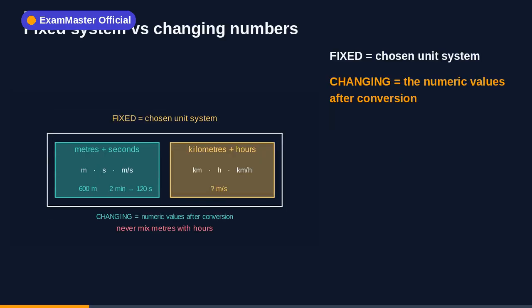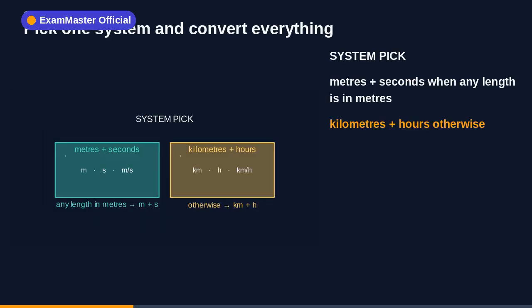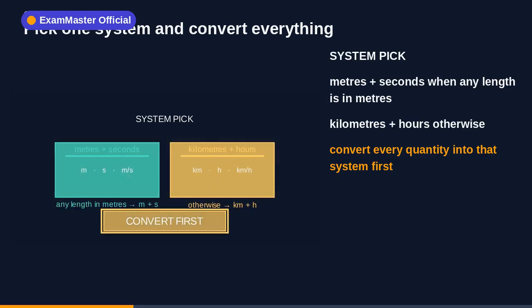Before calculating, separate what stays fixed from what changes. Distance, time, and speed must share one unit system before any divide or multiply. That system is the fixed frame. First move, meters and seconds if any length is in meters, kilometers and hours otherwise. Convert every quantity into that system before you divide.